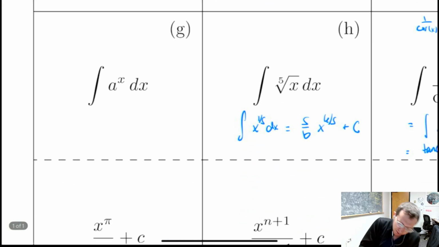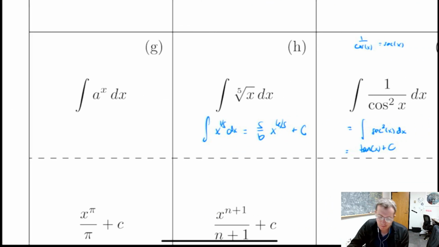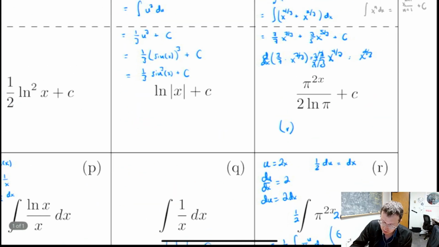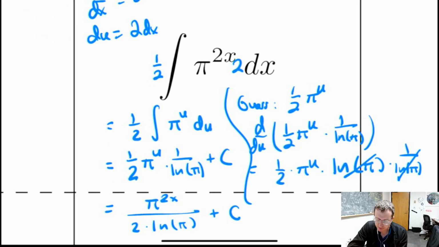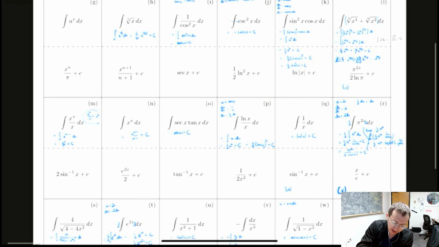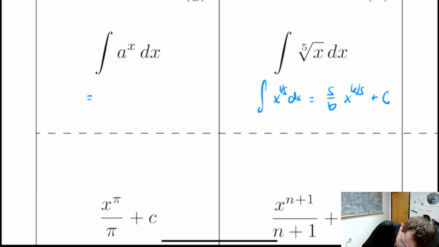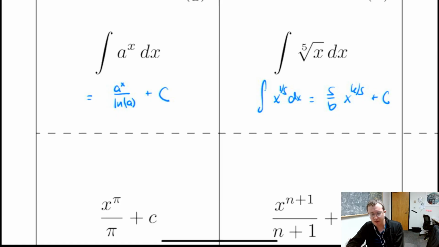A to the x. We've already talked about integrating exponentials in a lot of detail. More detail than you probably wanted to see right over here when we integrated pi to the 2x. But this is just going to give you a to the x divided by the ln of a.